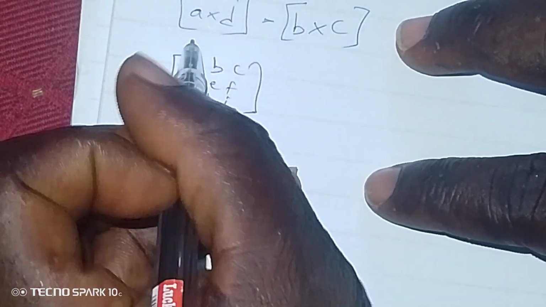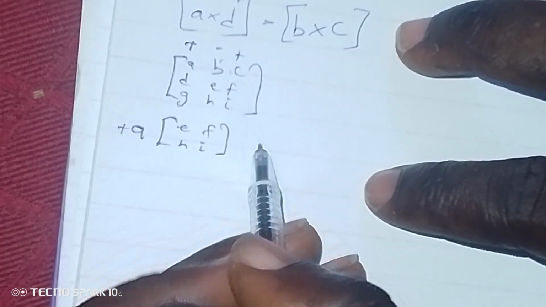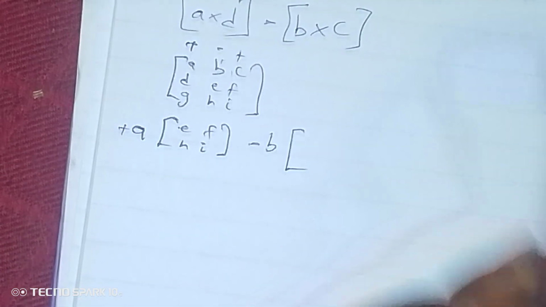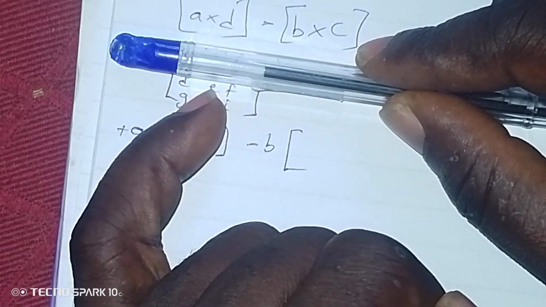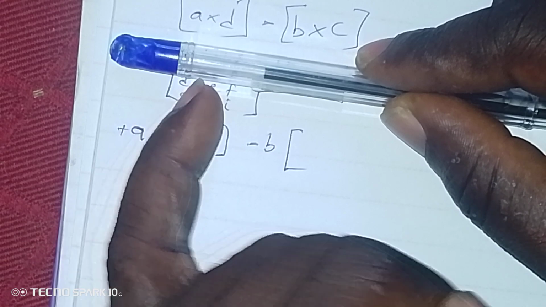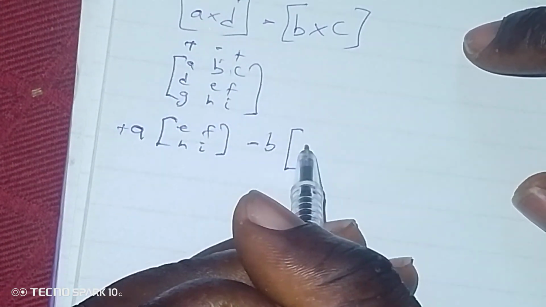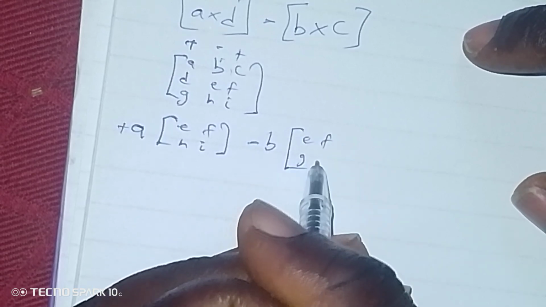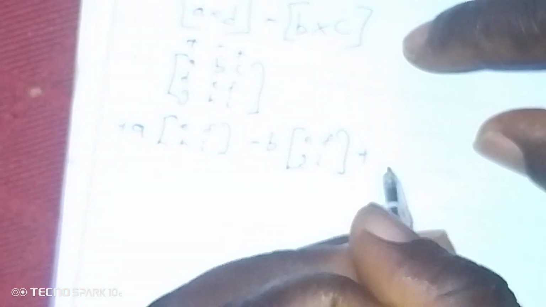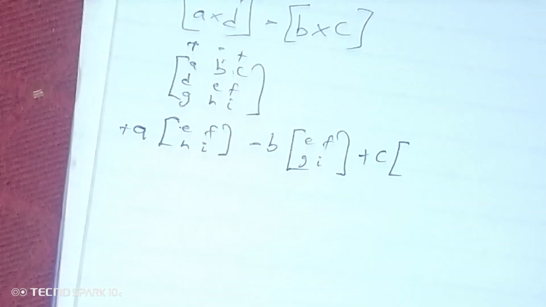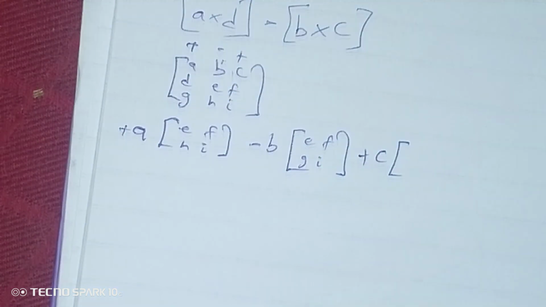The first thing is to put plus, minus, plus. So this is a positive A, then the B will be a negative B. Now you cover the row of B and the column of B, and what you will be left with is E, F, G, I. Then the last part is the plus C part. You cover the row and the column of C, and you will be left with D, E, G, H.